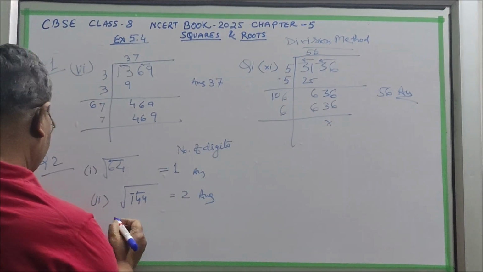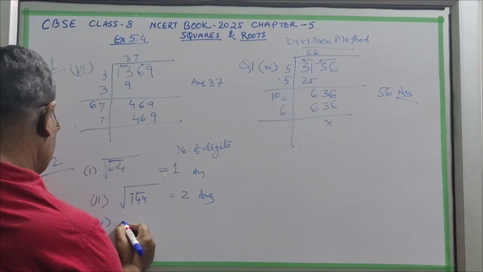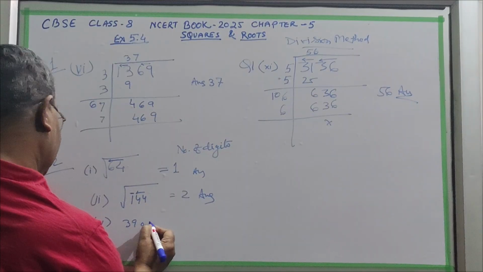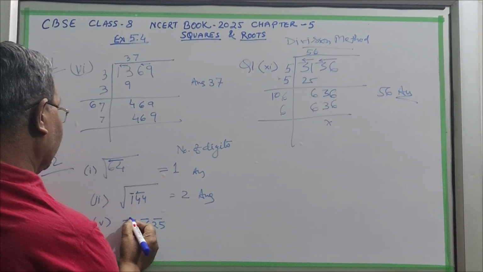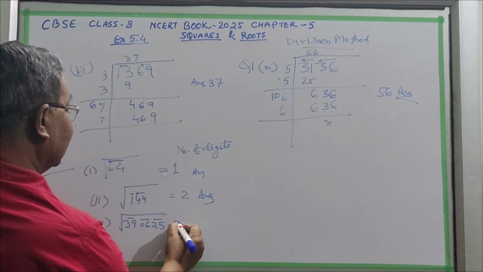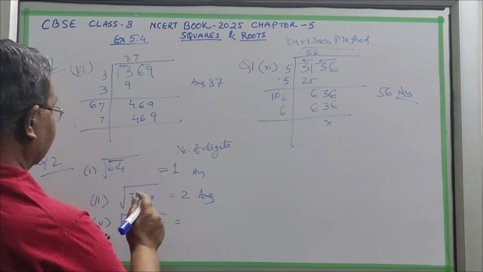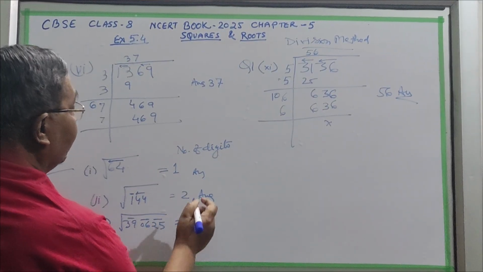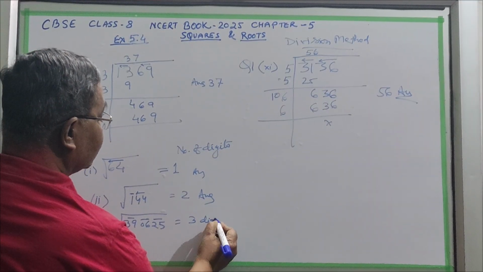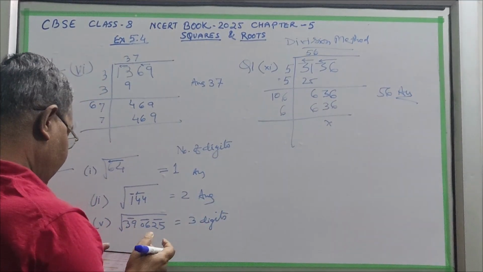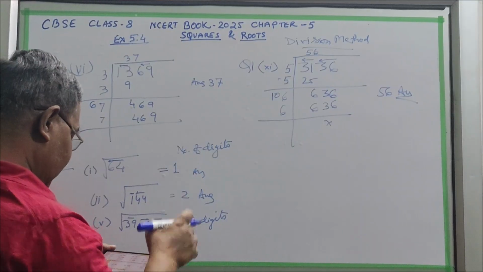Now you take a big number, 390625. So here 1 group, 2 groups, and 3 groups. So in the answer, the square root of this number will be of 3 digits. Okay, so this is your answer. Now we will go to the next.